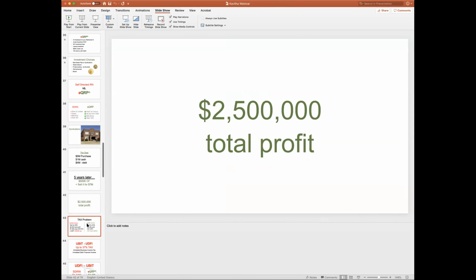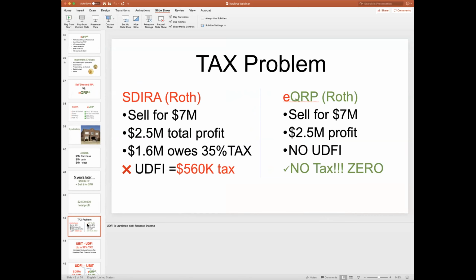So all is good until you run into the tax problem because people used an IRA and nobody told them not to. So here's what it looks like. You've got $7 million in sale, all that profit, but then there's this thing called UDFI, and I'll get into what that is. Basically, there's this crazy tax that the IRS has imposed on people that use IRAs for real estate. And the cool thing is there's a way out of it. It's called the eQRP, which is what we do. And it's exempt. So literally no tax. So the same investment, and instead of $560,000 in tax, it's zero.